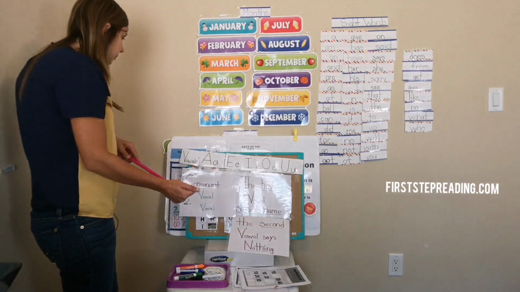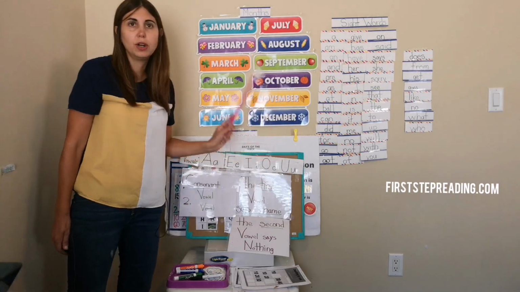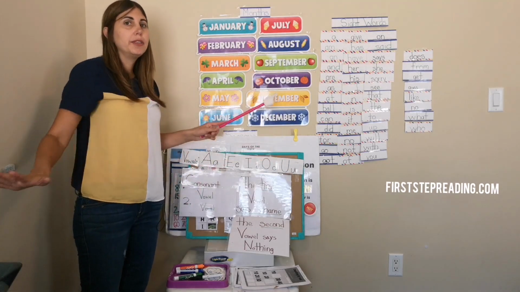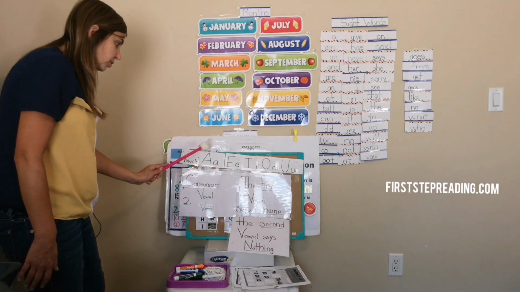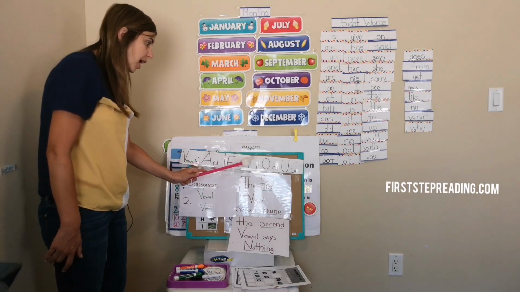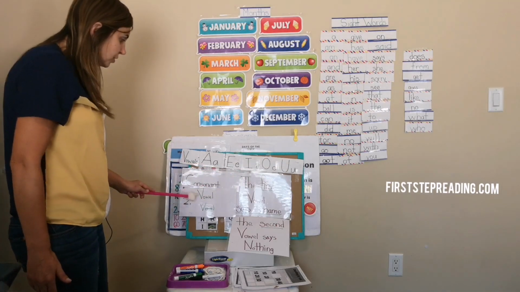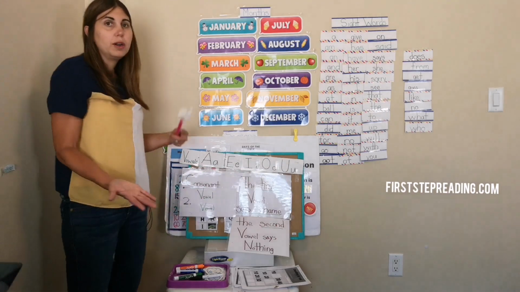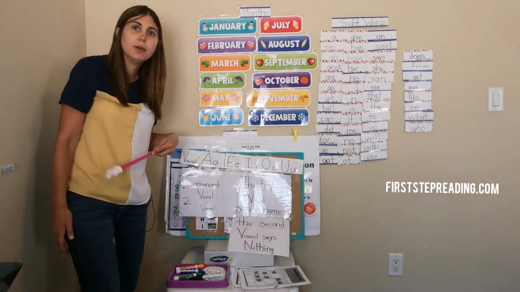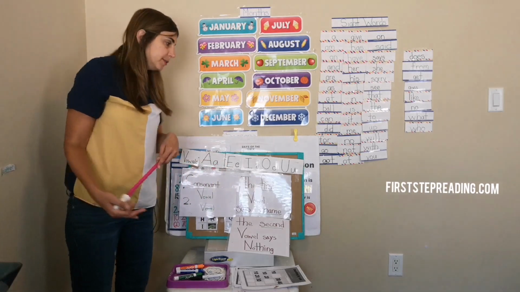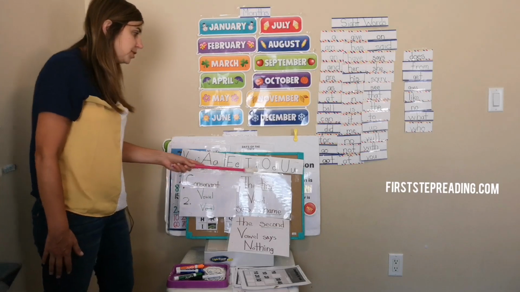Okay, these 5 letters are called vowels. Any other letter is called a consonant. So only A, E, I, O, or U are your vowels. If you have 2 vowels next to each other, or a vowel, a consonant, and a vowel, you have a long vowel word. Long vowel words say their name.